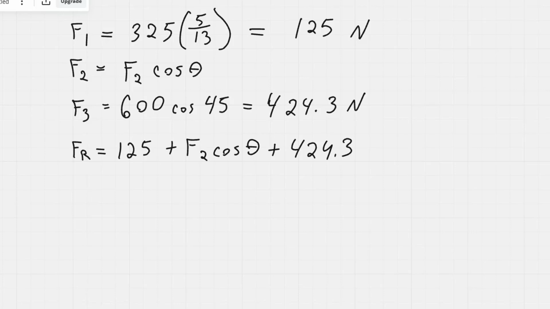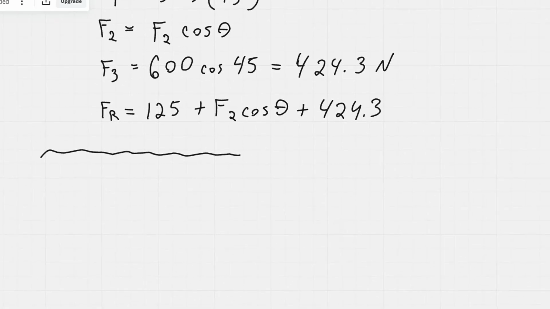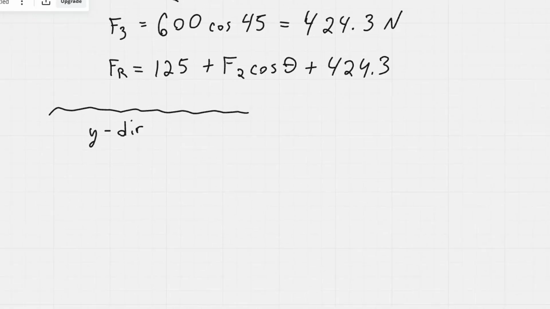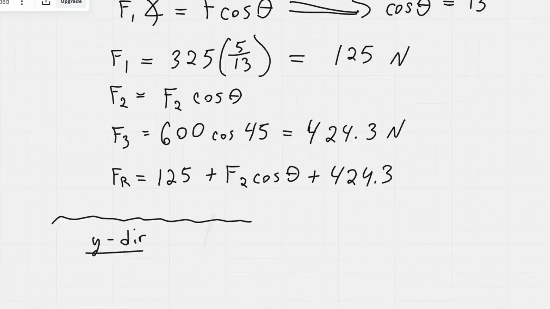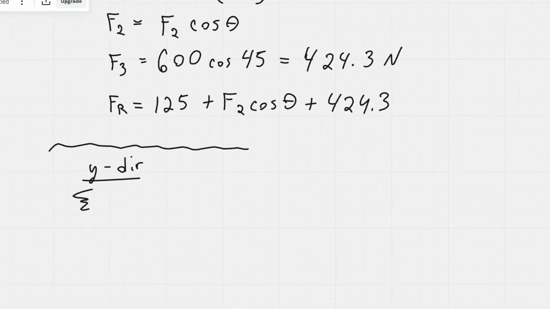But in any case, that's what we have. That's our F_R. And so we don't know what F2 cosine theta is, so let's just do the y direction first. Let's get our information. So in the y direction, what we're going to have is the sum of y's, right?